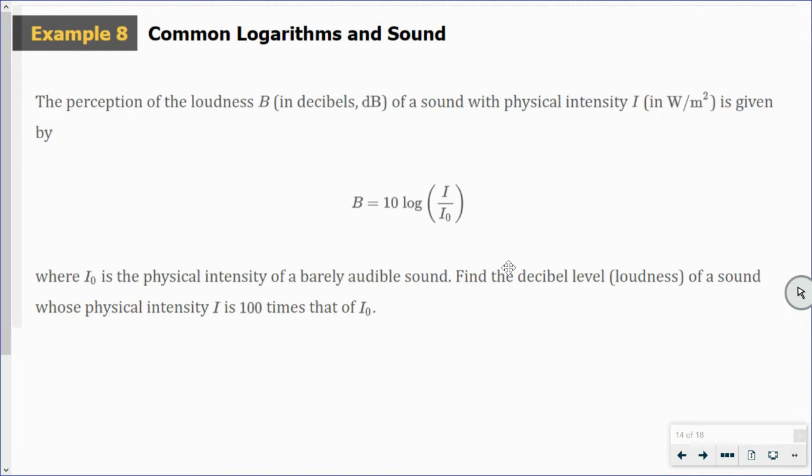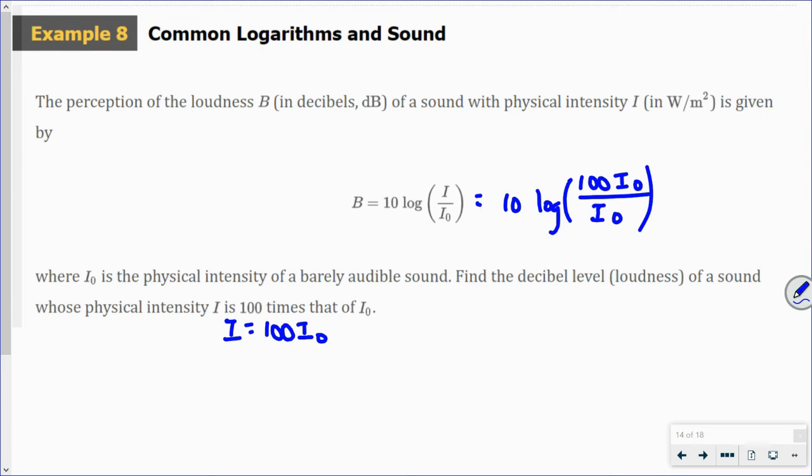Okay, so we have this equation here, and we have that I is 100 times I sub 0. So that's what we're going to plug in here. So we have 10 log, and that log has a base 10, 100 I 0 over I 0. Your I sub zeros cancel out. So you have, and we'll come down here, you have 10 log. And if you want to write 10, that's fine. You don't have to. And since these cancel out, we have 100.